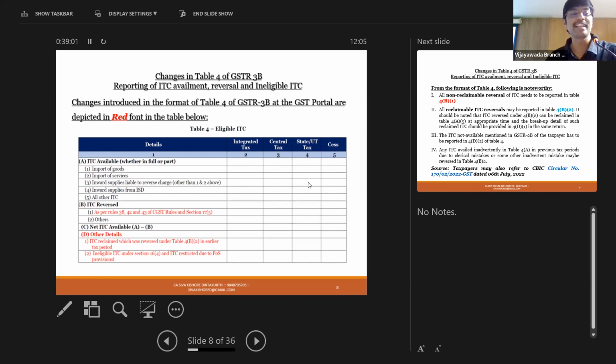ITC reversed as per rule 38, 42, 43 of CGST rules and section 17.5 already explained to you. And net ITC available is an auto-populated figure. There are 2 terms you need to understand. One is auto-population. Second one is hard punch. What is auto-population? System will calculate. What is manual entry? What is hard punch?